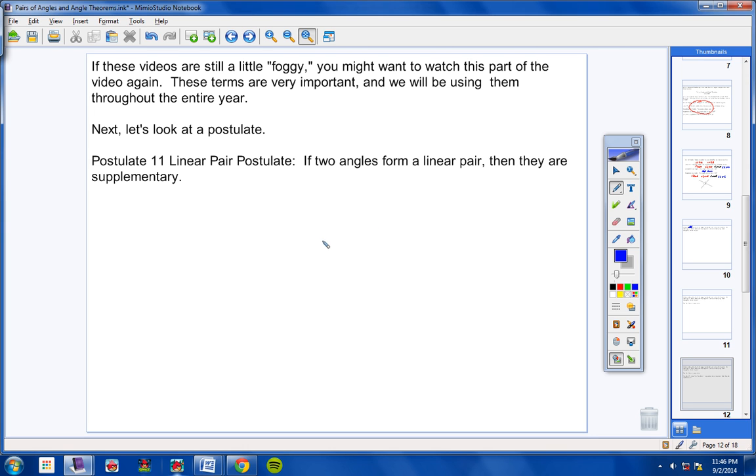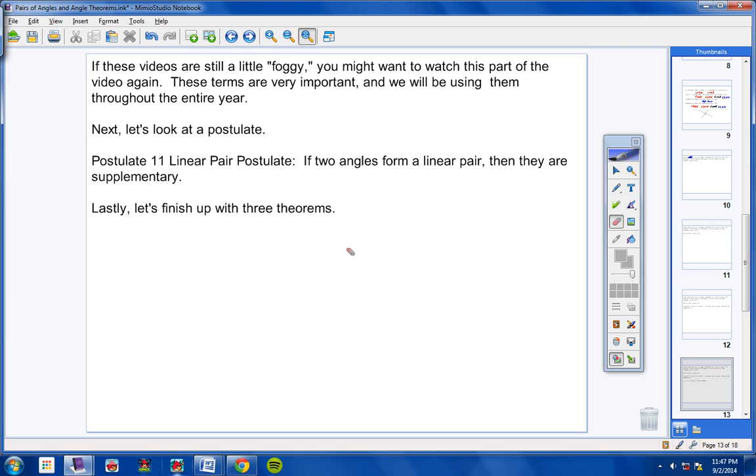There's really not a lot I can say about this except to draw a line like this, and draw a line coming off of it like this, and these two angles here, we'll call them angles 1 and 2, are supplementary because they're a linear pair. If two angles form a linear pair, then they are always going to be supplementary. Always, okay? Not a lot more I can say about that. Moving on, you need to know that postulate, like you need to know all of the postulates that we cover this year.